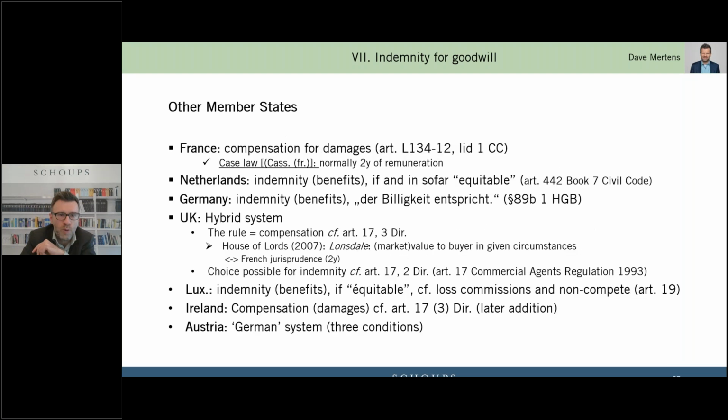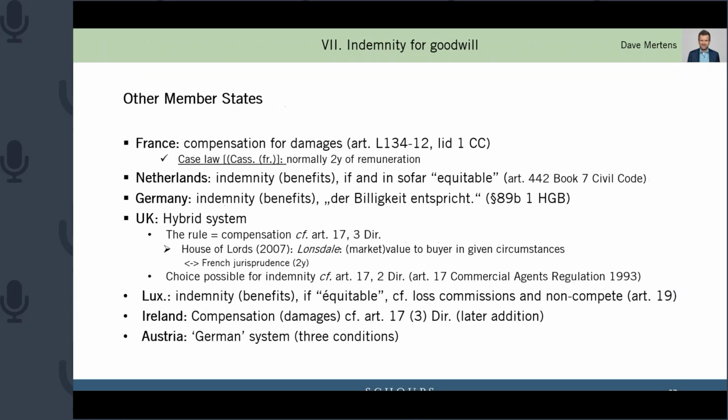Other member states, France obviously has chosen for the French system, no big shocker there. Many other countries, most of our important trading partners, have chosen for the German system with the equitable, the Billigkeit, incorporated in their national legislation.